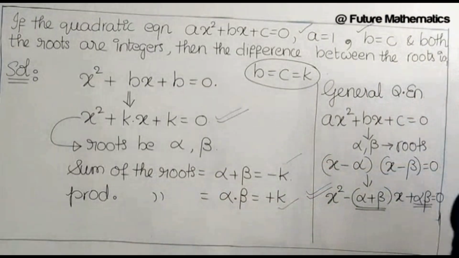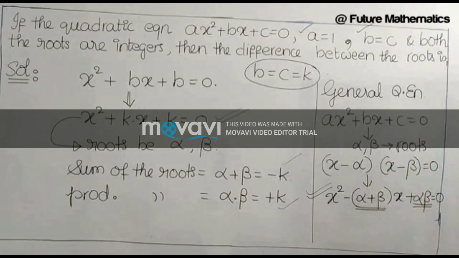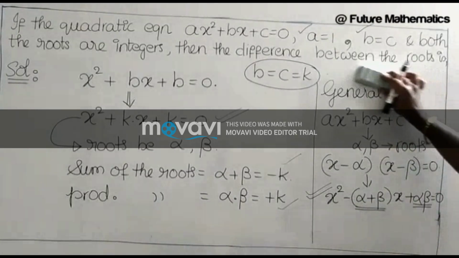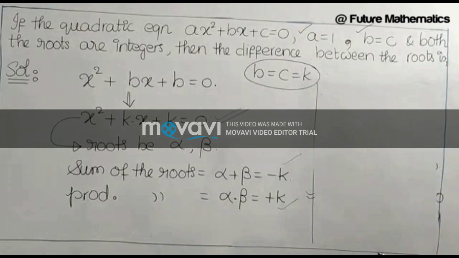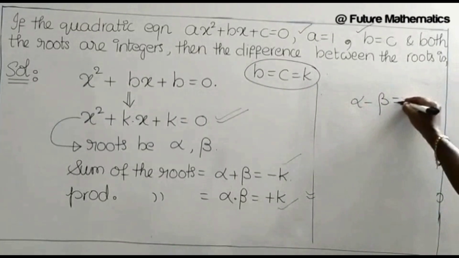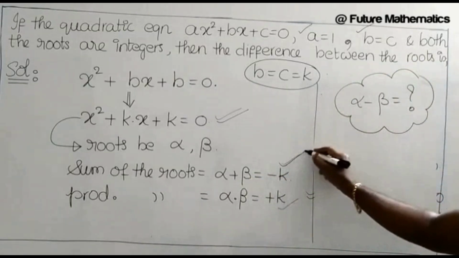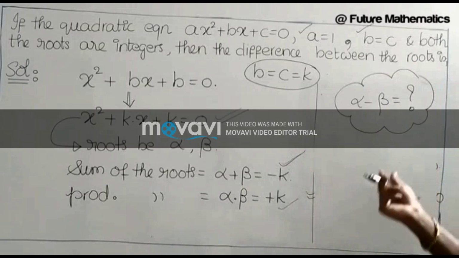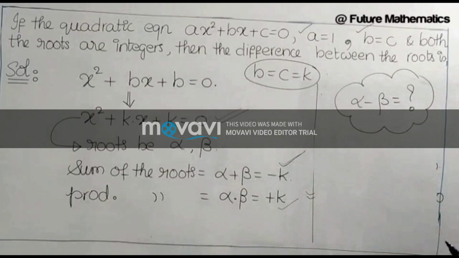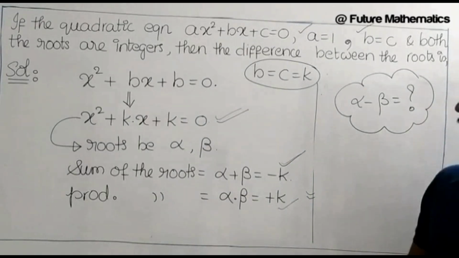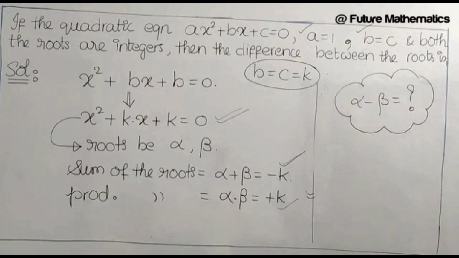So now what can we do? He is asking us to compute alpha minus beta. So you have alpha plus beta, and also you have alpha beta. Then how to compute alpha minus beta? So definitely you require alpha and beta individually to compute this, because in this case we don't have any other choice, right? So therefore what to do?